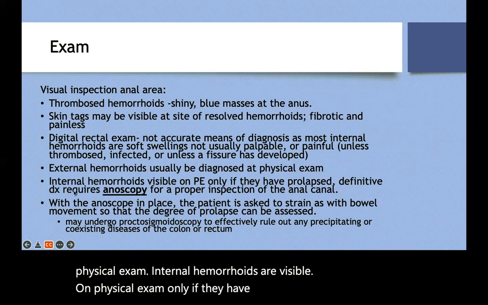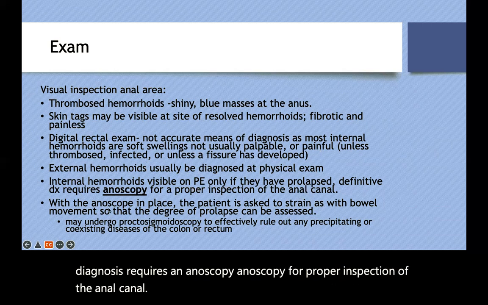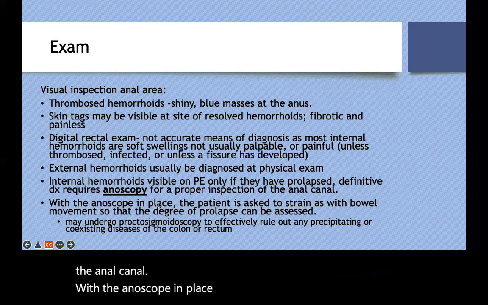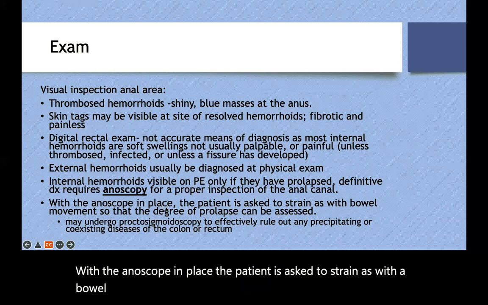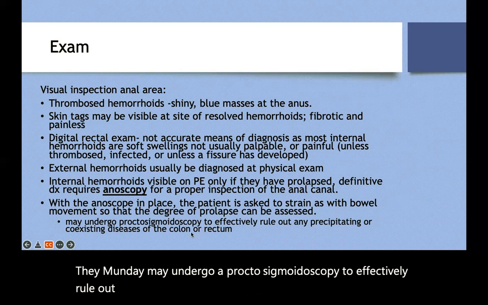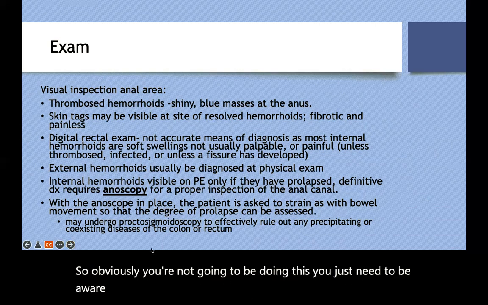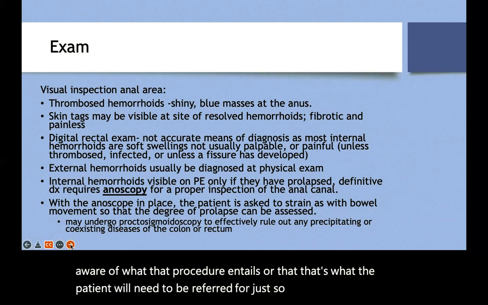A definitive diagnosis requires an anoscopy for proper inspection of the anal canal. With the anoscope in place, the patient is asked to strain as with a bowel movement so that the degree of prolapse can be assessed. They may undergo a proctosigmoidoscopy to effectively rule out any precipitating or coexisting diseases of the rectum or colon. So obviously you're not going to be doing this. You just need to be aware of what that procedure entails, or that if that's what the patient will need to be referred for, just so you can educate the patient and give them the heads up as to what's to come.